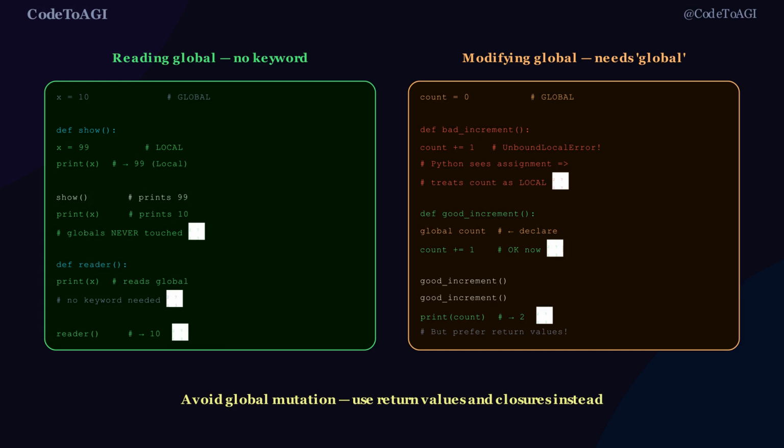Now look at the global keyword. We define increment. It uses the global keyword to reach up and modify the global count. Without the global keyword, Python would create a new local count. The assignment would never touch the module level variable. Rule of thumb. Reading a global variable works without any keyword. Modifying a global variable requires the global keyword. But in professional code, avoid global mutation. It creates hidden dependencies and makes functions impure. Use return values and closures instead.